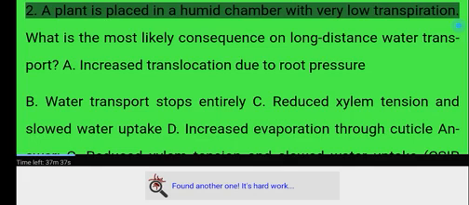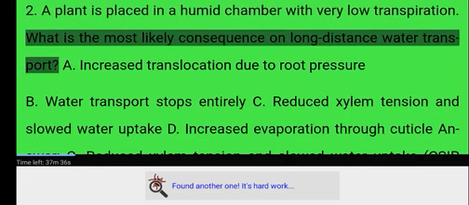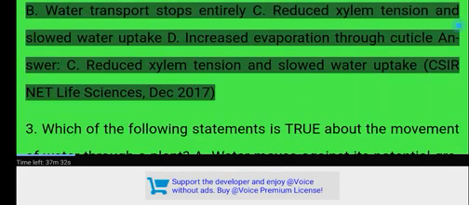2. A plant is placed in a humid chamber with very low transpiration. What is the most likely consequence on long distance water transport? A. Increased translocation due to root pressure. B. Water transport stops entirely. C. Reduced xylem tension and slow water uptake. D. Increased evaporation through cuticle. Answer: C. Reduced xylem tension and slow water uptake. CSIR NET Life Sciences, Dec 2017.